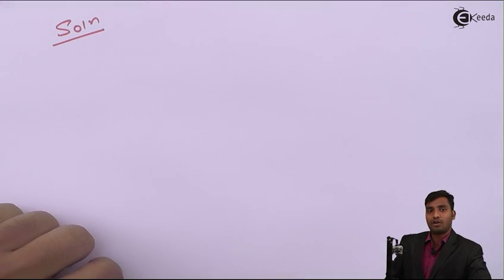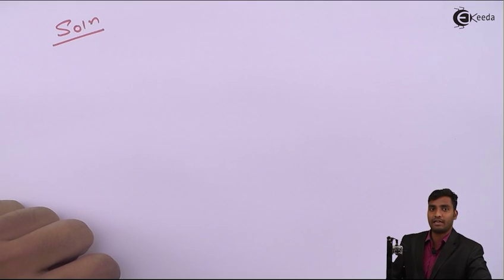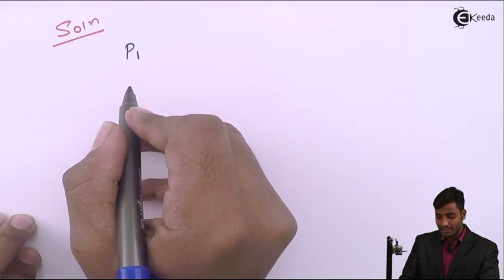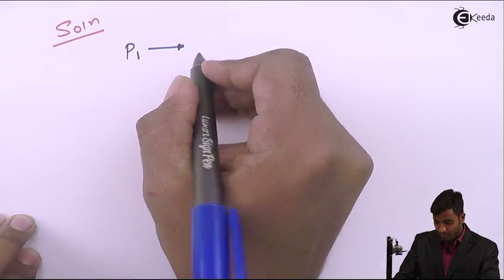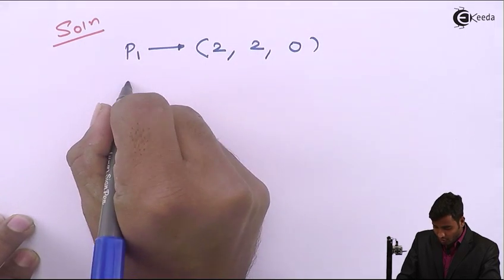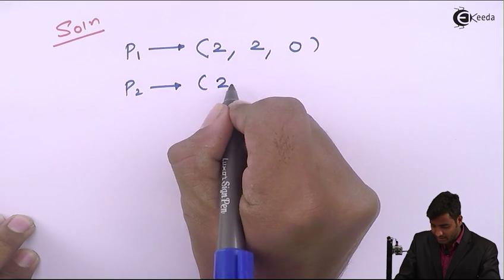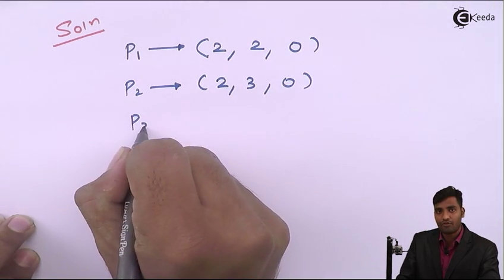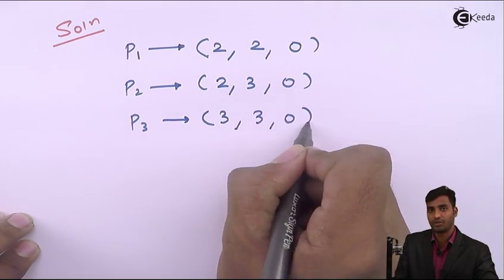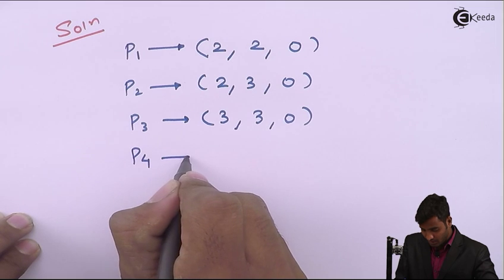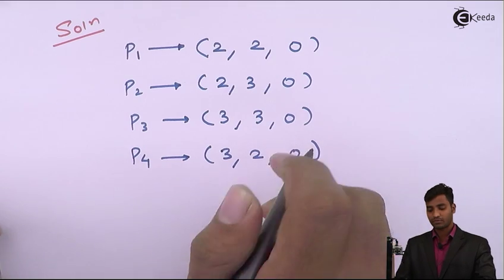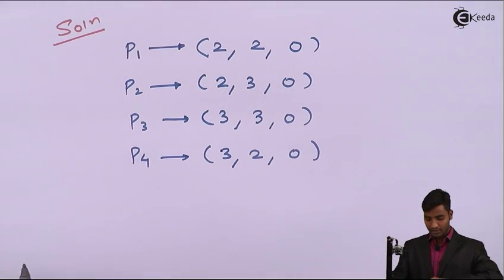as we know, for generating Bezier curve we will require control points, that is 4 control points. So value of control point is given, that is coordinates. So for P1 the coordinate is 2 2 0, for P2 the coordinate is 2 3 0, for P3 the coordinate is 3 3 0 and for P4 the coordinate is 3 2 0. So this is coordinates for control points.